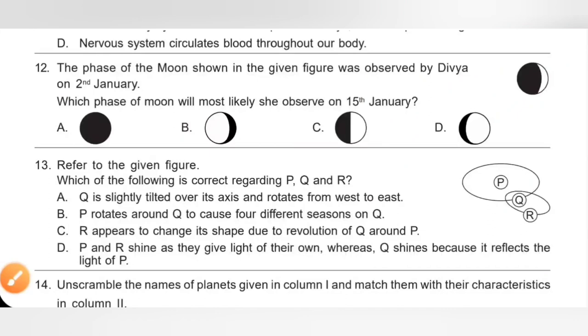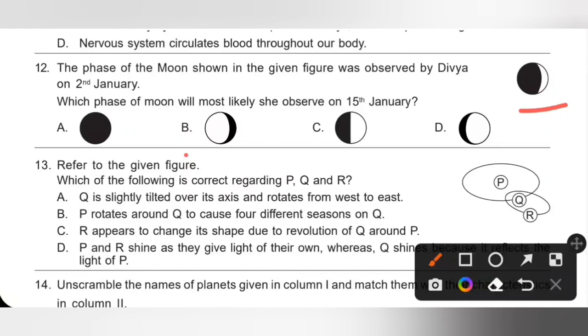12th one. The face of the moon shown in the given figure was observed by Divya on 2nd January. Which face of the moon will she most likely observe on 15th January? Divya saw a waxing crescent moon on 2nd January. So she will see a waning gibbous moon on January 15th. So option B is the correct answer. Option B. 13th. Refer to the given figure.